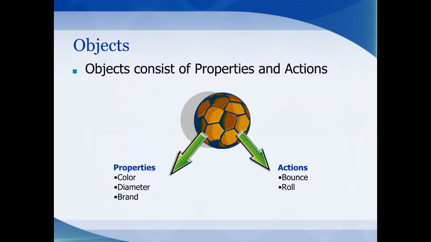Okay, suppose we're doing some sort of game that involves a ball, or a little basketball app, or what have you. So here we have a ball object. That would be a logical object in our code. Now you can have properties for your ball, such as the diameter, the color, the brand of ball if you want it. Then you're going to have actions for that ball. What does that ball do? Does it bounce? Does it roll?